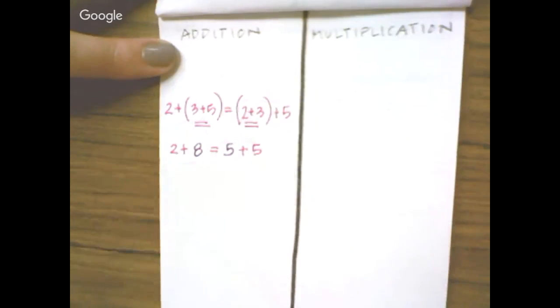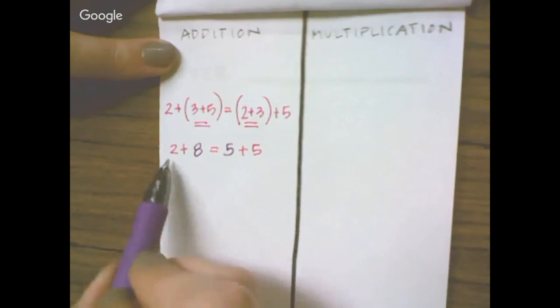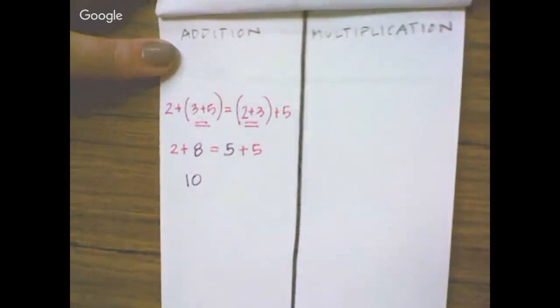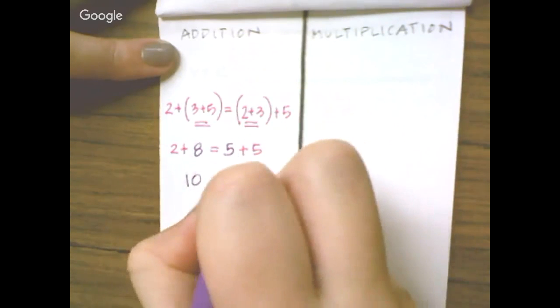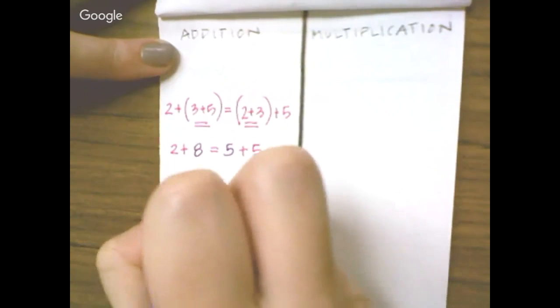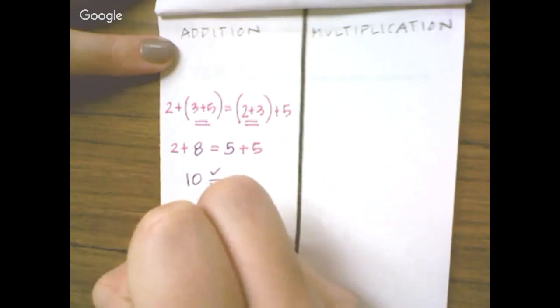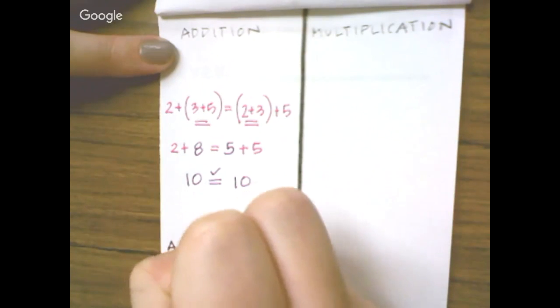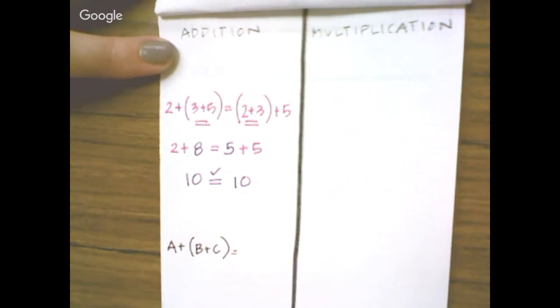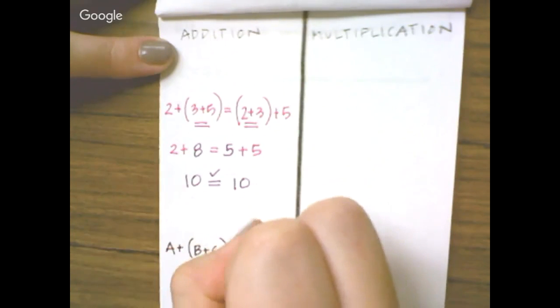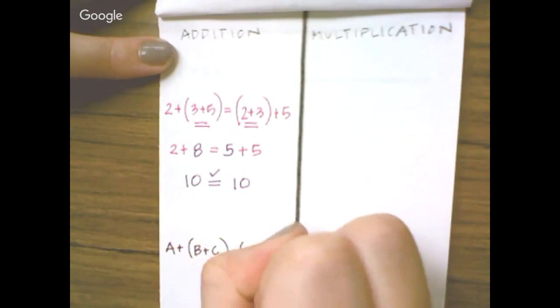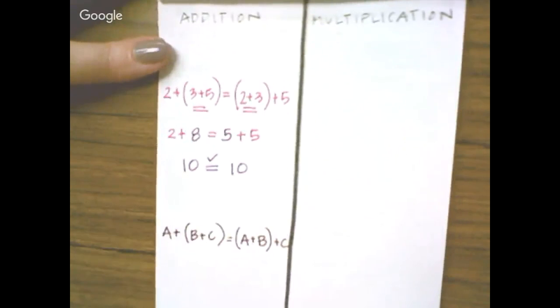plus 5. Well, 2 plus 8 is 10. 5 plus 5 is 10. Those are, in fact, equal. Algebraically, we would say this is A plus, in parentheses, B plus C is equal to parentheses A plus B plus C.